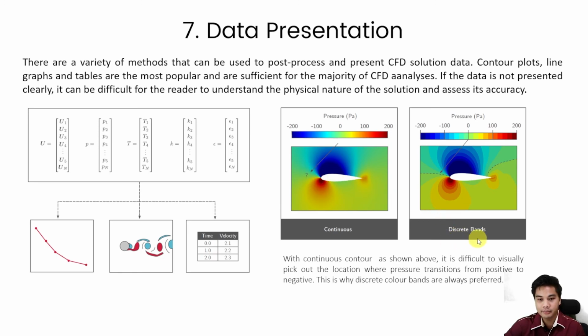If you use the discrete band, you can actually analyze the location of the transition. That is why discrete color bands are always preferred.